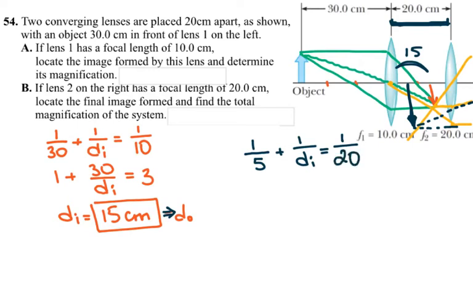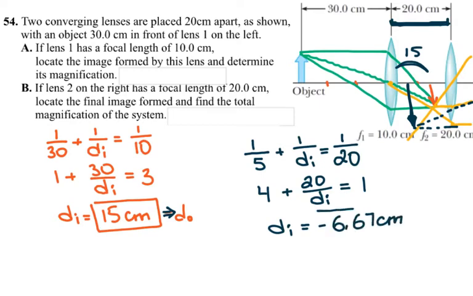The common denominator is 20, so I'm going to multiply them all by 20 and I have 4 plus 20 over d_i equals 1. So d_i is equal to negative 20 divided by 3, which gives me negative 6.67 centimeters. So this is where the image is going to be located. So this distance should be 6.67 centimeters.